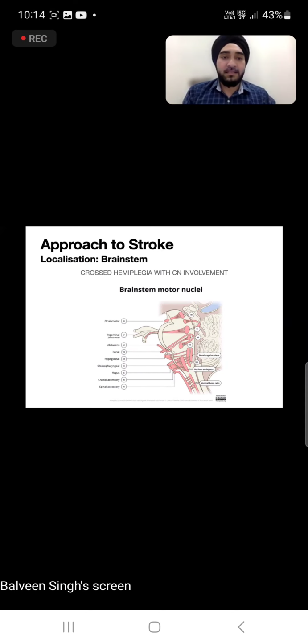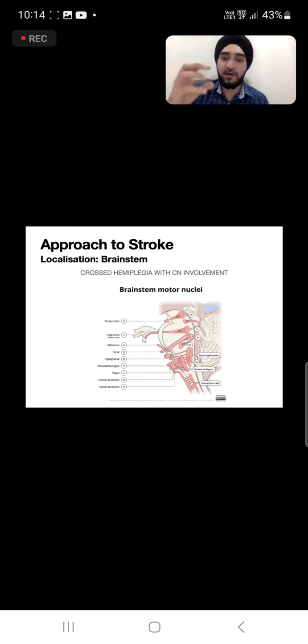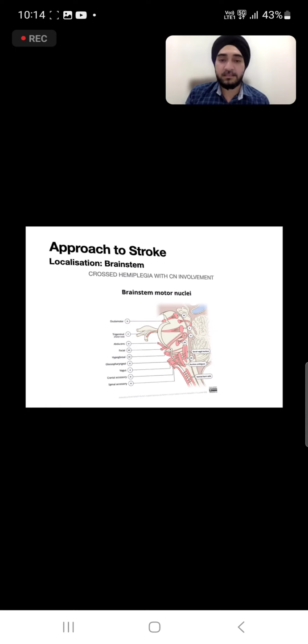Now coming to the brainstem localization. I don't think any of you will have doubts about a brainstem localization. You have a clear-cut crossed hemiplegia and you have cranial nerve involvement here. And what all cranial nerves are involved? So we know that there are multiple cranial nerves which are situated in different parts of the brainstem. And depending upon the cranial nerve that is involved, you can always localize what type of brainstem lesion it is, or where exactly the lesion is in the brainstem.